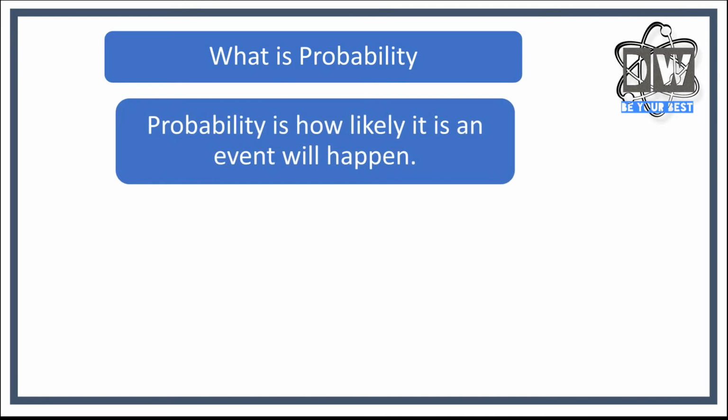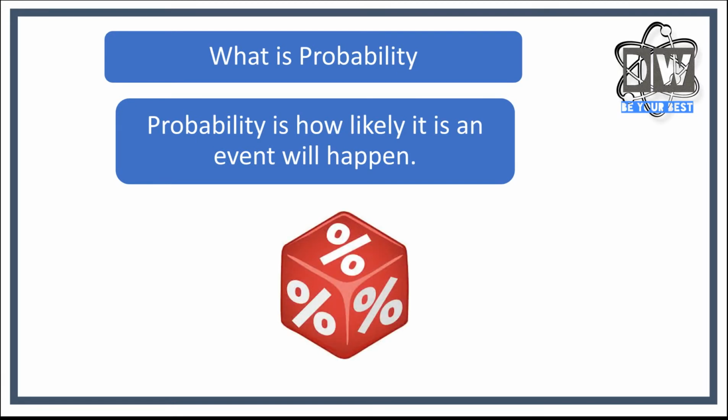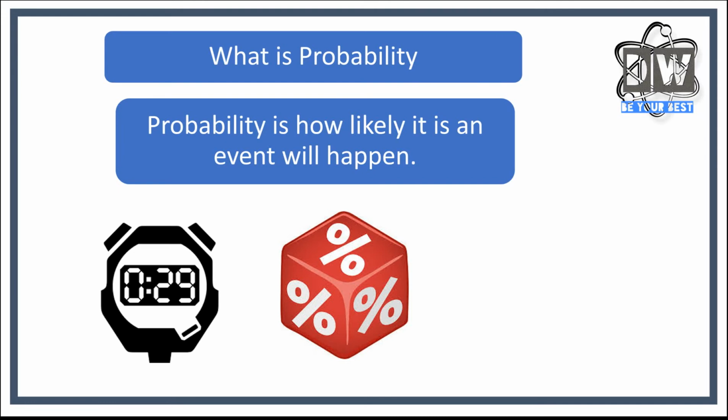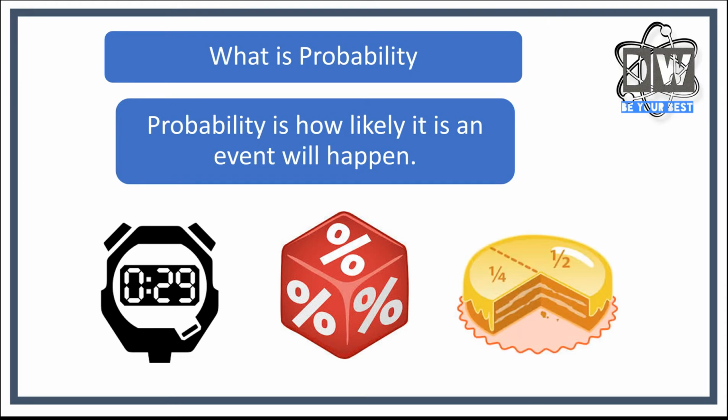So what is probability? Probability is how likely an event will happen. How likely is it that it'll happen? That's what we're talking about. So we're looking at percentages, we're looking at decimals sometimes when we think about probability, but today we're going to focus on fractions. And we're going to represent the probability of something happening by a fraction.